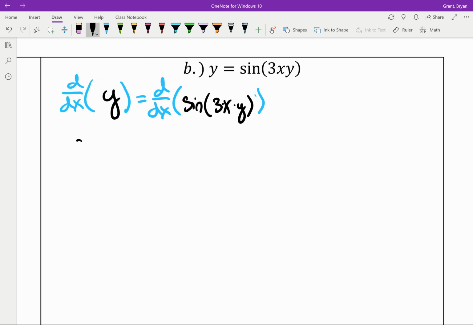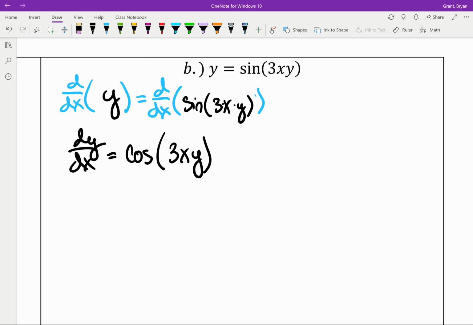d/dx of y, bring the y up, it is dy/dx, nothing crazy there. But the derivative of the right side is a little bit weird. We hopefully see that this is a chain rule, so let's do the derivative of sine first, cosine. And then, of course, we have to keep the inside the same. So are we done? No, sadly, we are not done here. And we know we're not done because we haven't done the derivative of the inside yet.